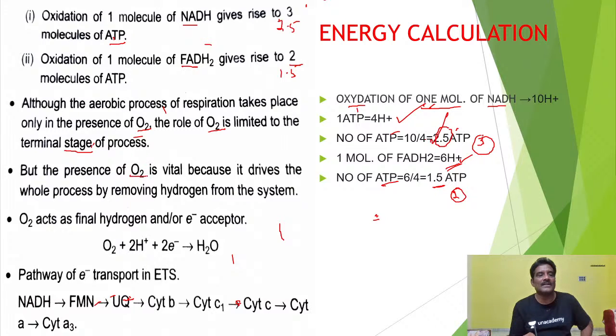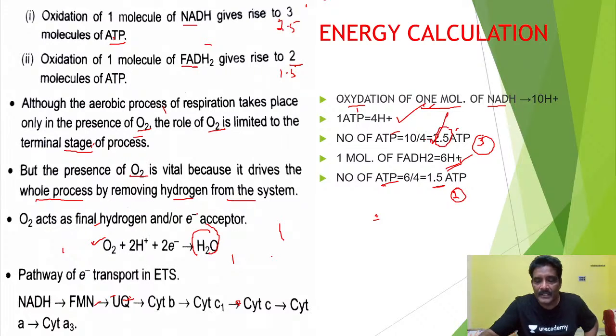But the presence of oxygen is vital because it drives the whole process by removing hydrogen from the system. Hydrogen means protons here. So O2 acts as the final hydrogen acceptor. In this equation, oxygen, 2 protons and 2 electrons, and a water molecule is generated. This is a very important process.